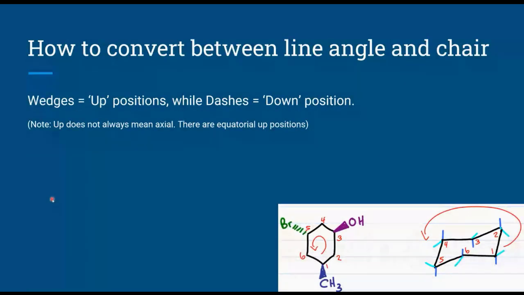So now the question is, how can we convert between a line angle and a chair diagram? An important thing to remember is that wedges are going to indicate an up position, while dashes are going to indicate a down. So if we do our example here with OH, Br, CH3. What I like to do is I'm going to go around in a circle and say axial, equatorial, axial, equatorial. And so these are all up positions.